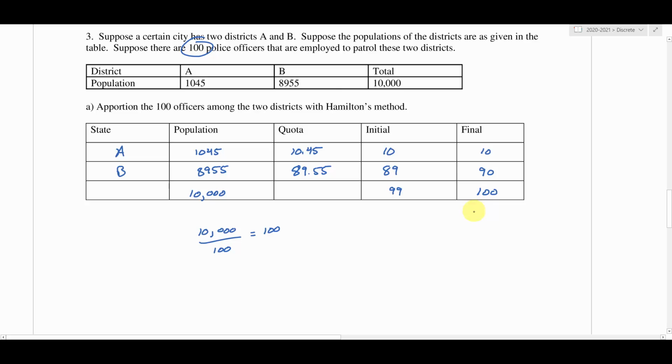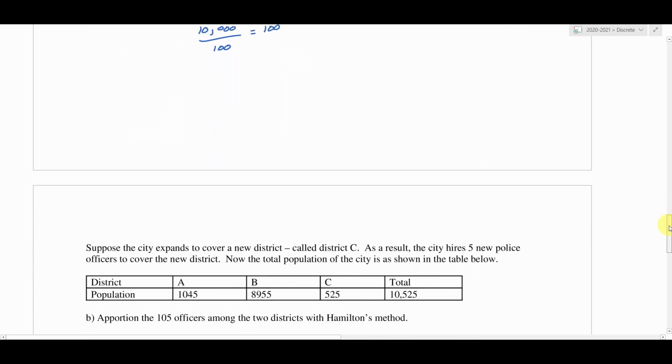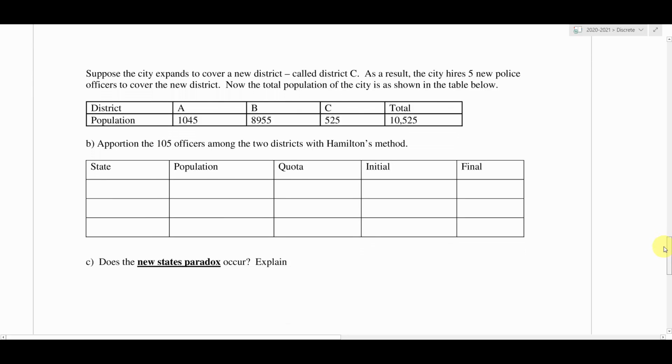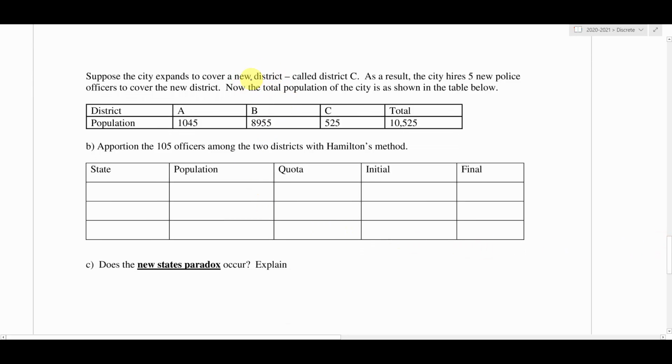Seems great. We got a fair number of cops in each district, and now we are going to change things up, because that's what causes problems. So now let's say the city expands to cover a new district. You start to see why they call this the new states paradox. So remember, we only had districts A and B before. Now we're introducing a third district, and as a result, the city has agreed to hire 5 new police officers. So we added a new state and we added new police officers. Those two things changed. So we still have states A and B, but now we also have state C.